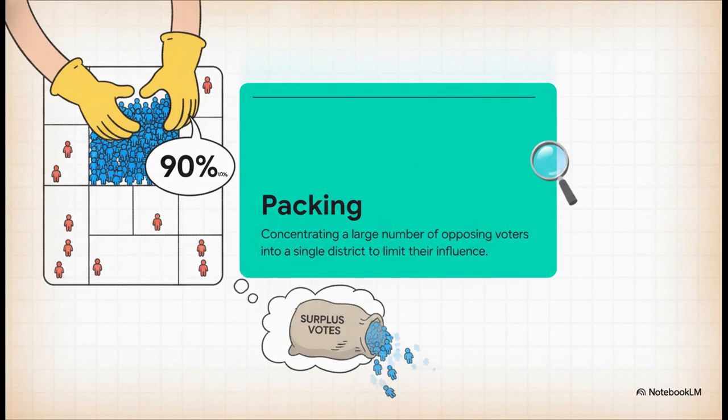Imagine you're allowed to organize your opponent's game pieces. With packing, you strategically stuff as many of your opponent's voters as possible into just a few totally unwinnable corners of the board. Because it's a winner-take-all setup, your opponent might win that specific area by a massive margin, say 90% to 10%. But the catch is, every single vote cast for them above the 50% needed to win is essentially a wasted surplus vote. They can't use it to help win anywhere else on the board.